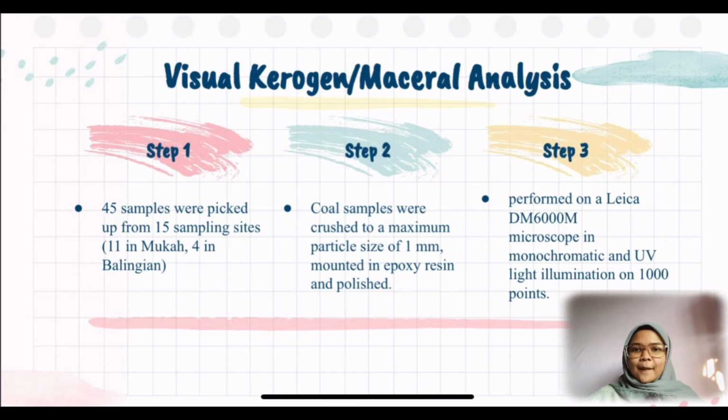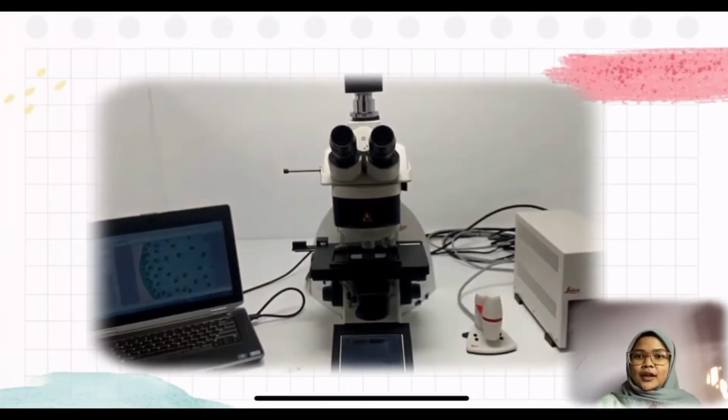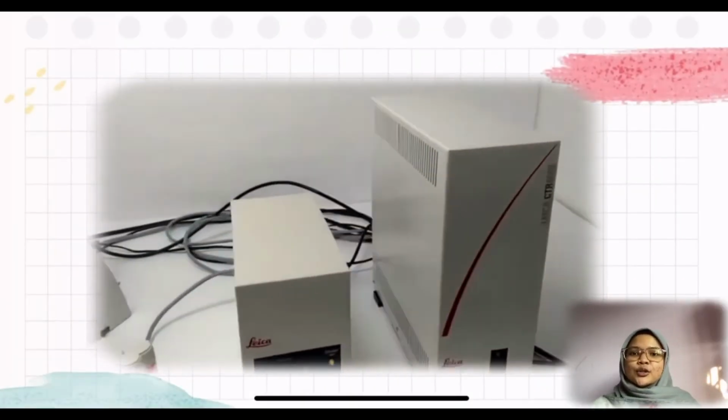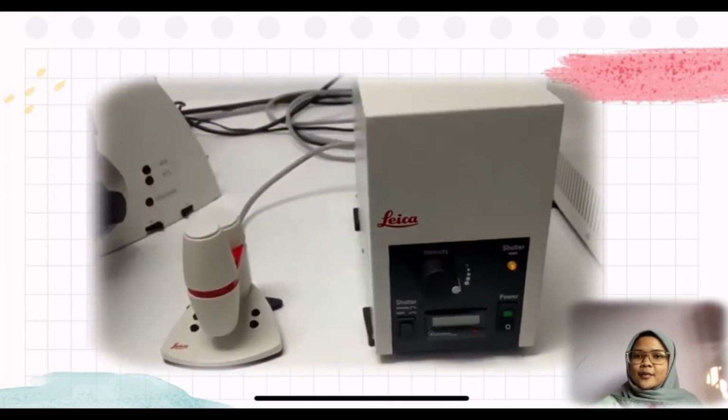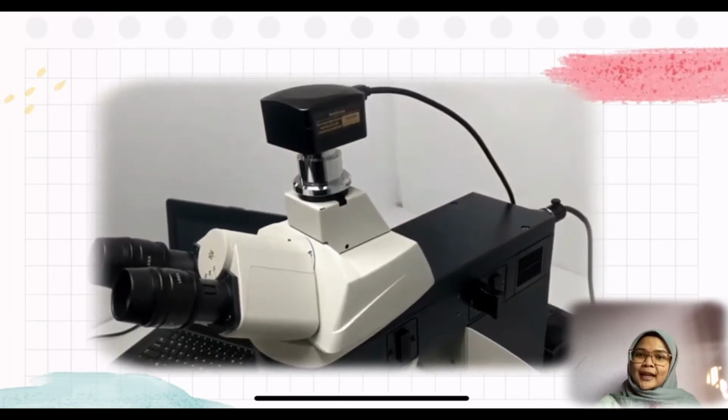Lastly, the sample will be transferred and examined on a Leica DM6000M microscope in monochromatic and UV light illumination on 1000 points. So here, we have provided you the video on how to use the Leica DM6000M microscope and how it looks like.